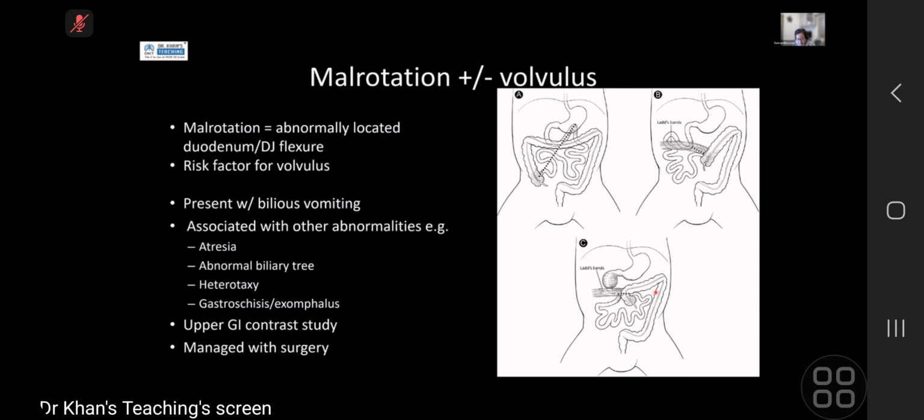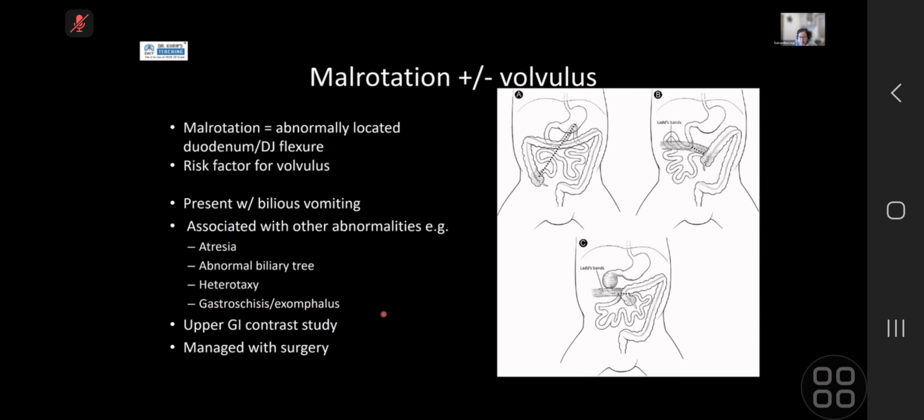It can cause GI obstruction, or periduodenal hernias. And that happens when you have either a series of non-rotation or malrotation. And volvulus is a risk factor of these rotational abnormalities. As said earlier, they commonly present with bilious vomiting, and you can have it associated with other abnormalities as listed here.